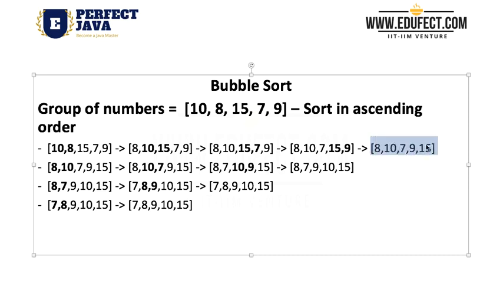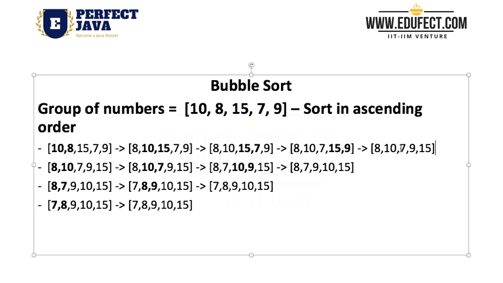So we swap them, and we get this at the end of our first pass. We call each of these a pass. At the end of our first pass, this is how the array looks: 8, 10, 7, 9, 15. A couple of properties we can see here. The most important is that 15 has come to its right position. 15 is the largest number, so it should come at the end, and that is what has happened.